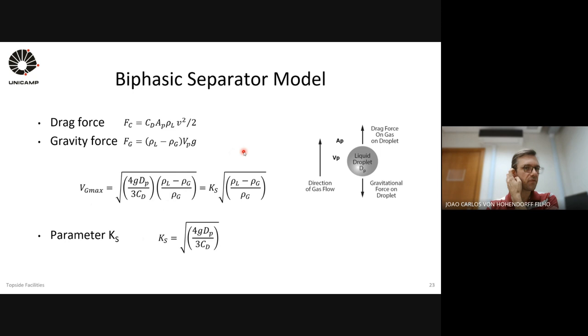We have two forces behind the physics of this equipment. One is the drag force, that is the force imposed by the gas on the liquid droplet. And the other is the gravity force, the gravitational force applied inside the droplet. We have these two.